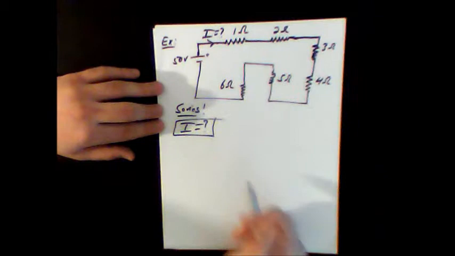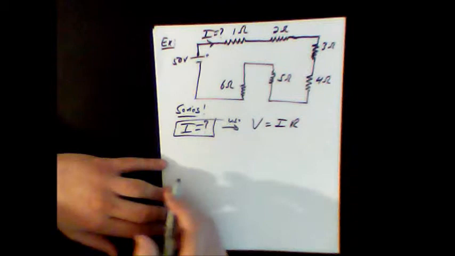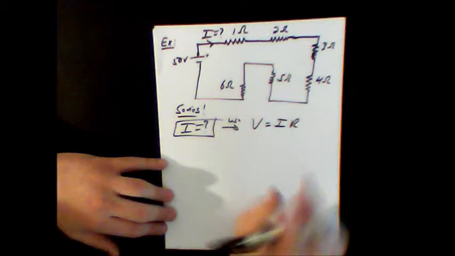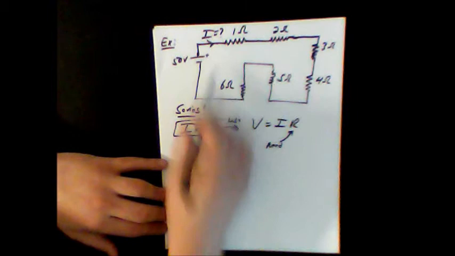This current is going to be found by using Ohm's law. So we're going to use Ohm's law, V equals IR, and solve for I. But Ohm's law only deals with one circuit with one resistor at a time. So we need to pretend like there's only one resistor here, but really there's 6. So we need to fix that. We need what's called R equivalent.